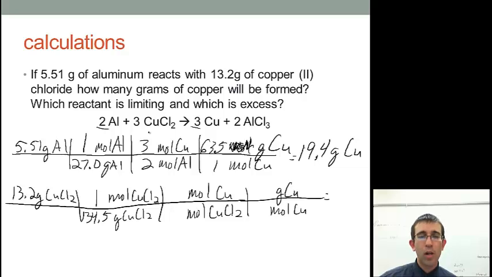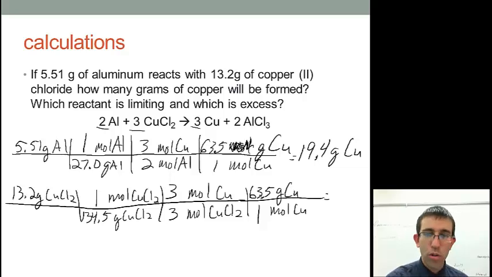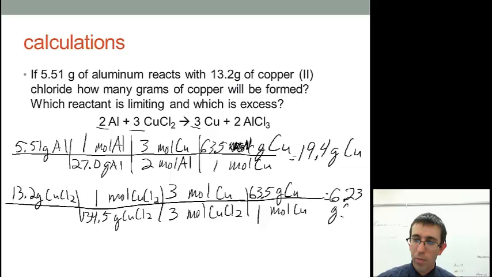Mole and mole together, my coefficients. Copper 2 chloride is 3. Copper's 3. Mole and gram together, my mole is 1. My grams, my mass from the periodic table for copper is 63.5. So 13.2 divided by 134.5 times 3 divided by 3 times 63.5 is going to give me 6.23, and I ran out of room, grams of copper.